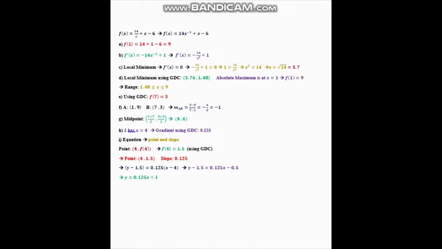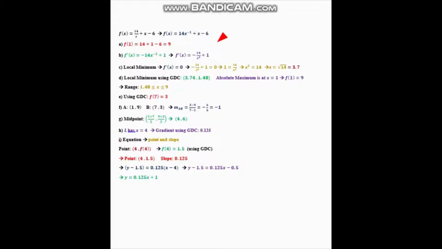So in C, I'm required to use my answer to part B to show that the x coordinate of the local minimum is 3.7. There is a calculator function that can get you the coordinates of the local minimum, but you cannot use it in question C because you are told explicitly to use your answer to B. So you have to demonstrate an understanding that the minimum point is obtained by setting f dash of x to 0. The slope has to be 0, so f dash equals 0. So that's what we shall do.